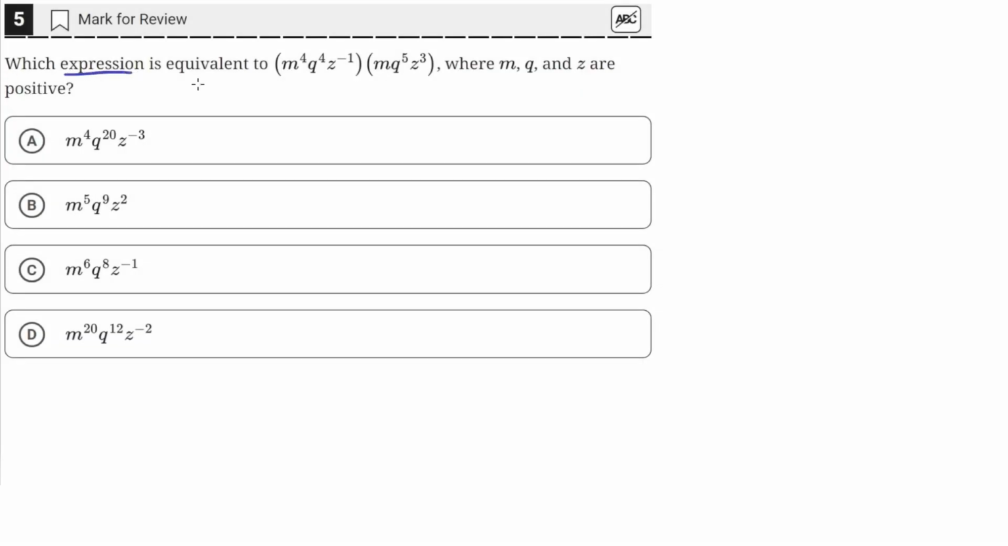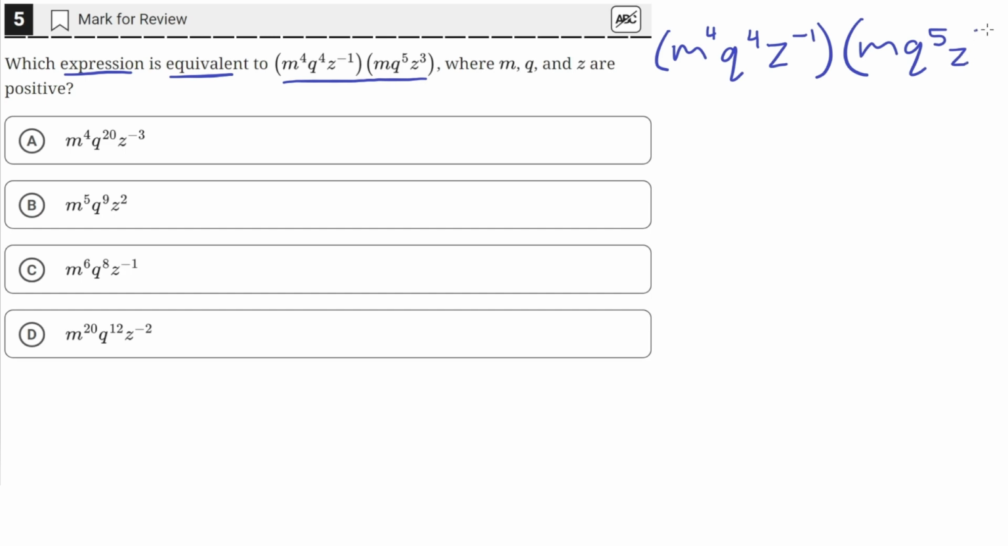Which expression is equivalent to this expression here, where M, Q, and Z are positive? So we have this giant expression, M to the fourth, Q to the fourth, Z to the negative 1, times M times Q to the fifth, times Z to the third. Okay, so this is just a rules of exponents problem.